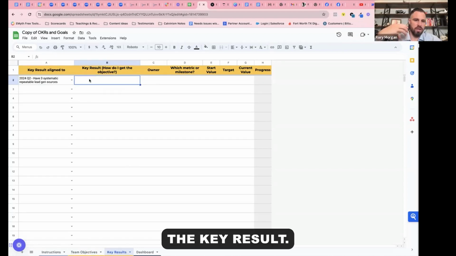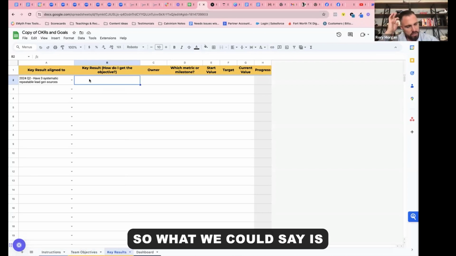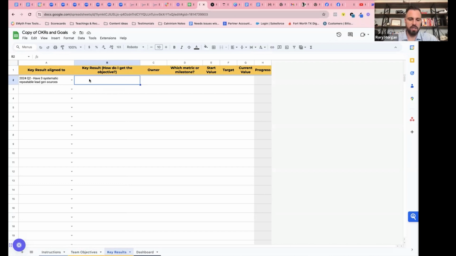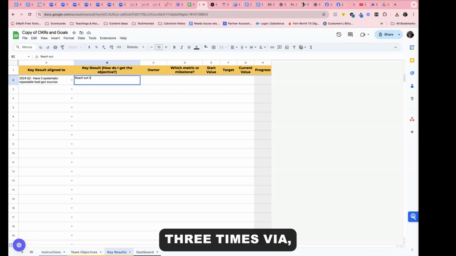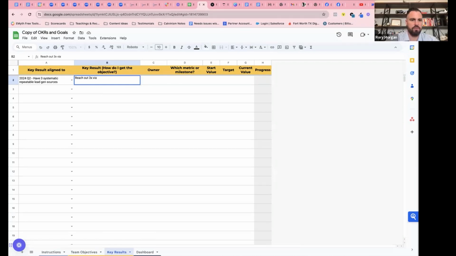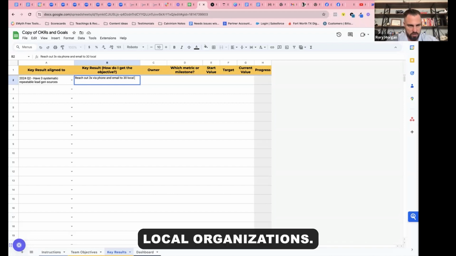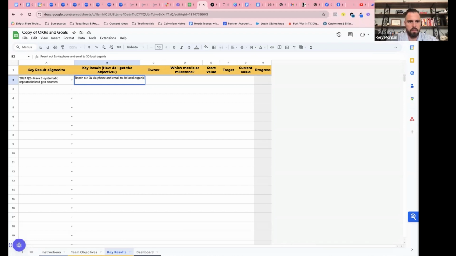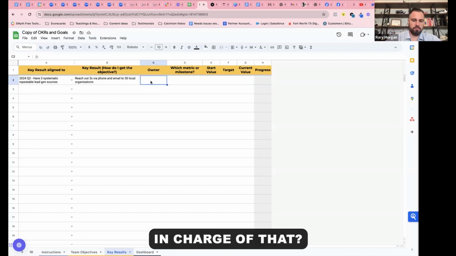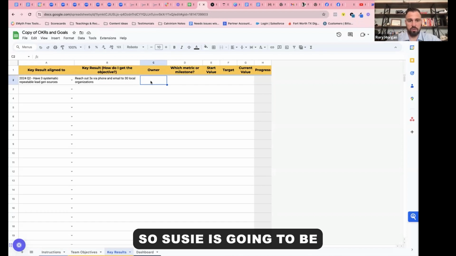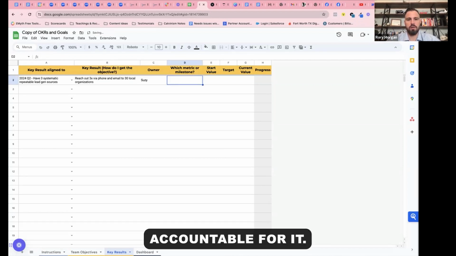And what's the key result? How do I get to that objective? So what we could say is, we could break this down to reach out 3 times via phone and email to 30 local organizations. Right? And who's in charge of that? That's the owner, who's in charge of that. So Susie is going to be the one who's accountable for it.